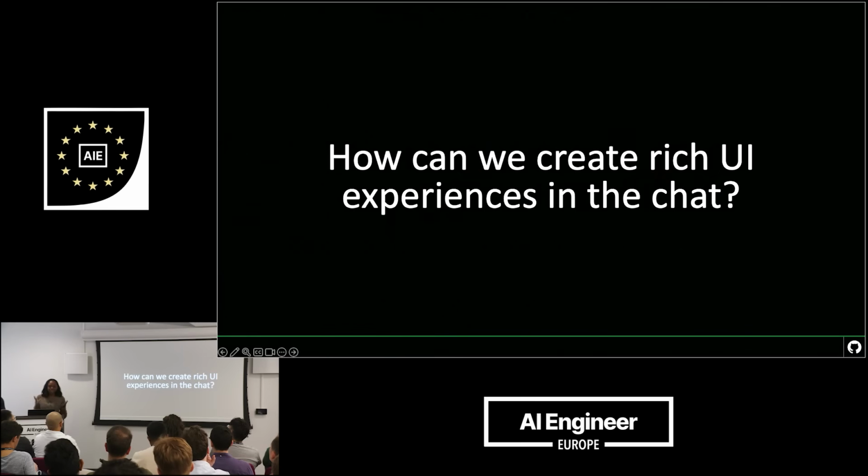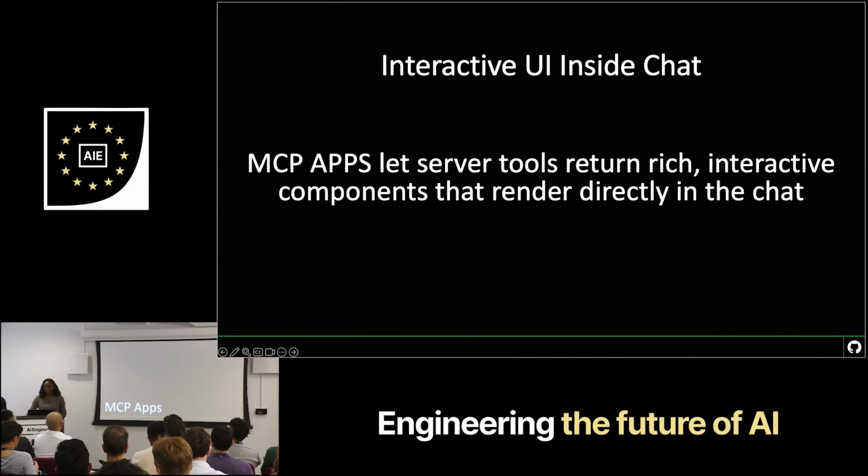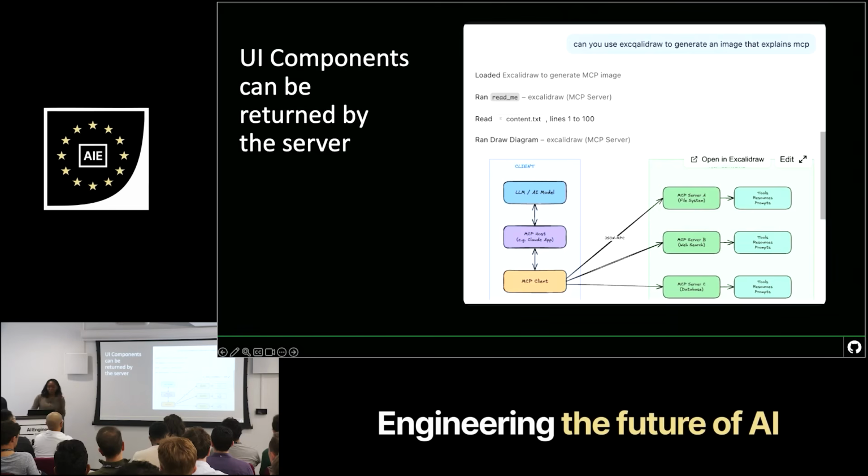So a good question to ask is, how can we create rich UI experiences in chat? This is exactly where MCP apps comes into play. MCP apps let server tools return rich interactive components that render directly in the chat. So you're able to have the server return these nice UI elements so that you can interact with them directly in the chat, and it also improves the general visual element of things as well.